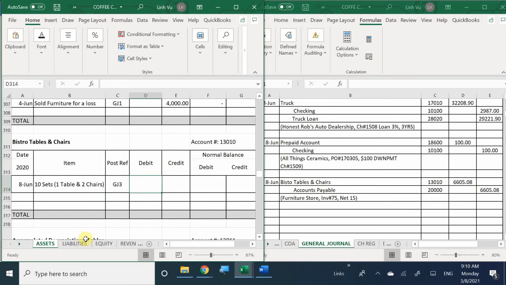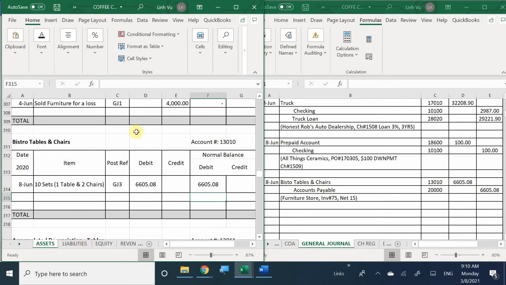And we debited the account, right? We acquired assets, we acquired furniture for $6,605.08. And of course, because it's the very first entry, therefore I've increased my tables and chairs by $6,605.08. Okay.